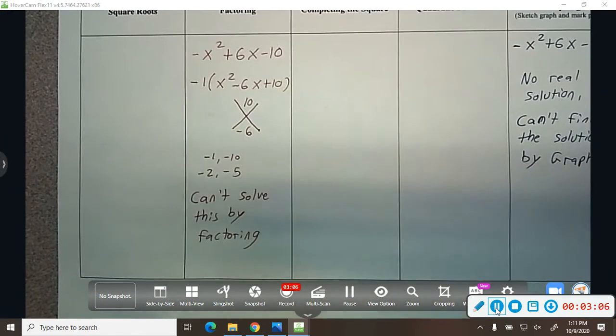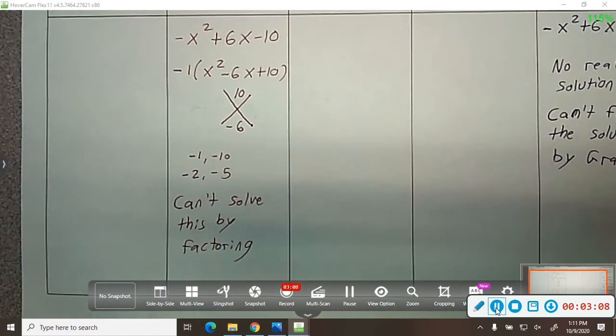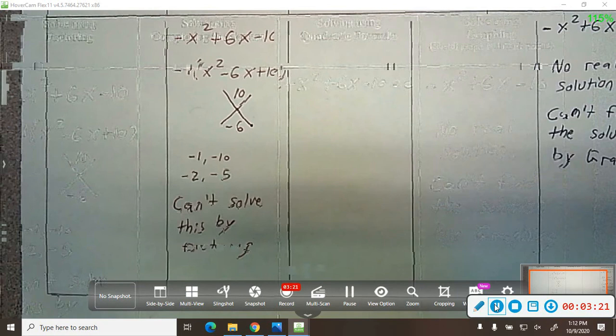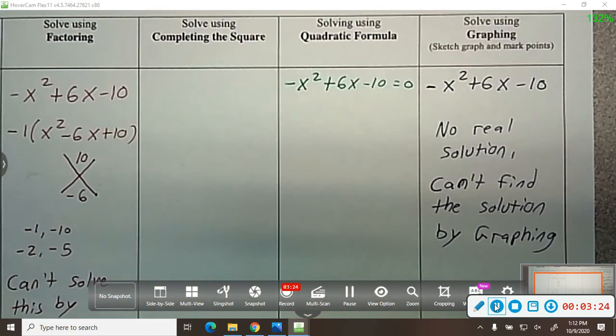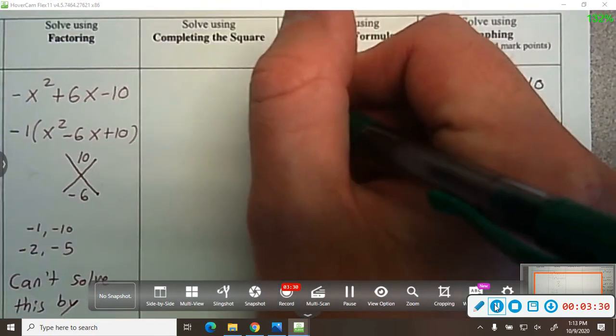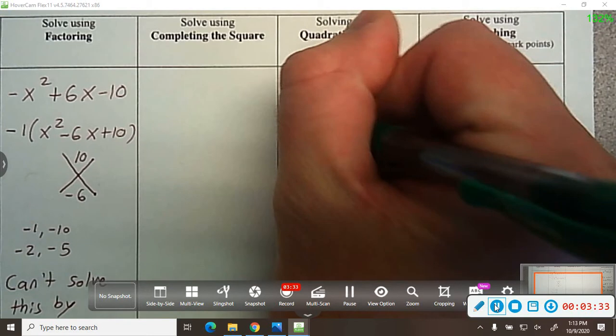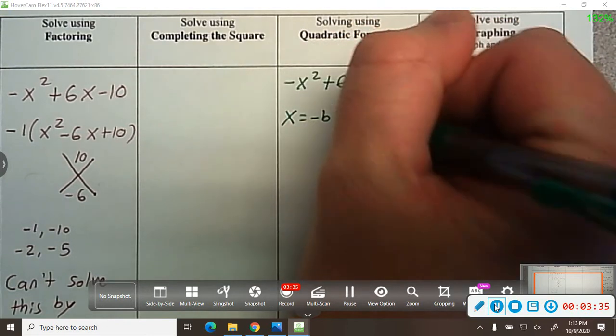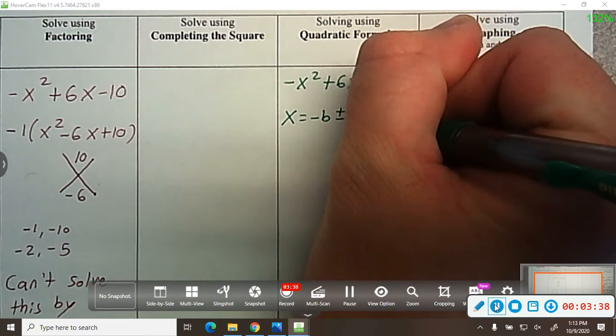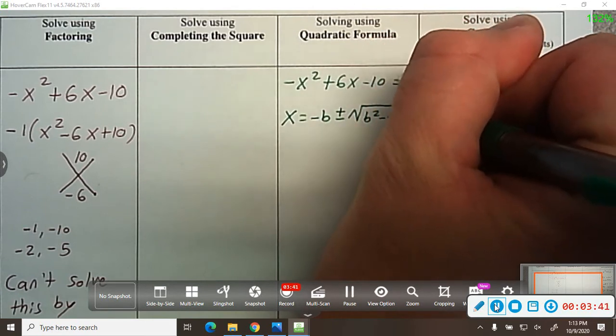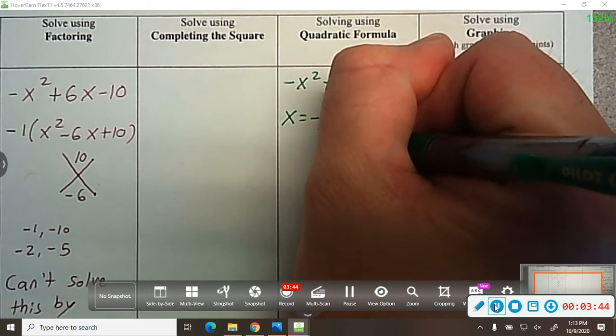And sometimes that happens. Sometimes you can't solve by factoring. If you could solve everything by factoring, that's how I would teach you and we would be done. But we've already found our two favorite ways don't work. So really, whenever you get an imaginary solution, you should automatically think of the quadratic formula, which is x equals negative b plus or minus the square root of b squared minus 4ac, all over 2a.